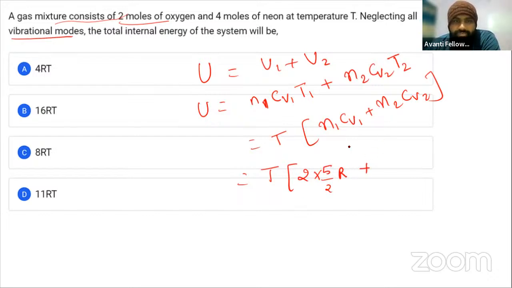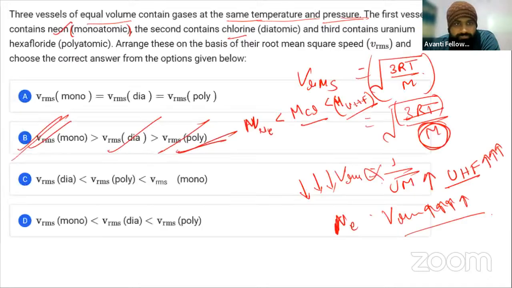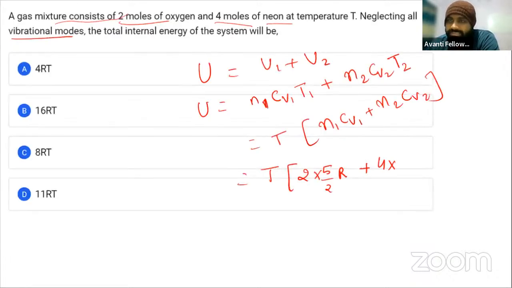Plus N2, which means 4 moles of neon. Focus, neon is monoatomic. All the inert gases are monoatomic gases. So 4 into CV2, and CV2 will become 3 by 2 R. For monoatomic, the value of CV is 3 by 2 R. For diatomic, CV will be 5 by 2 R. For triatomic, it is 7 by 2 R. Just add 1.